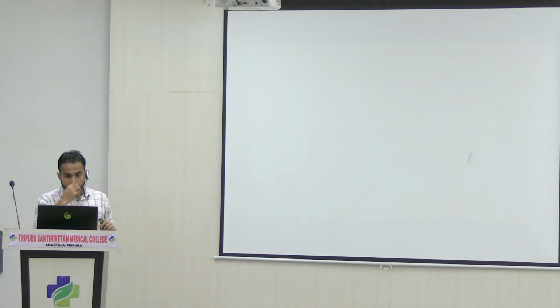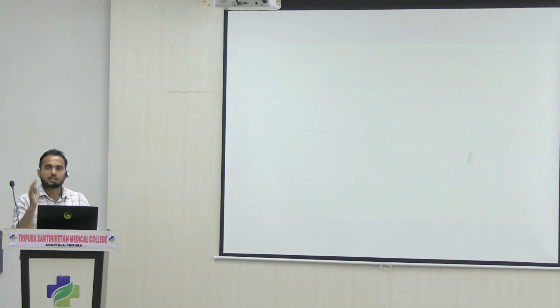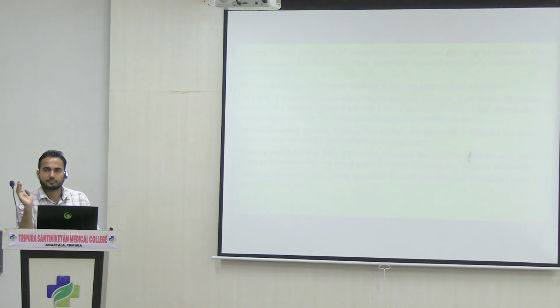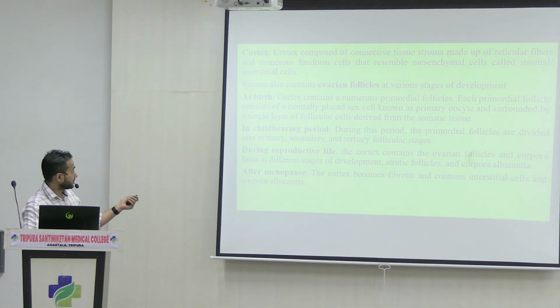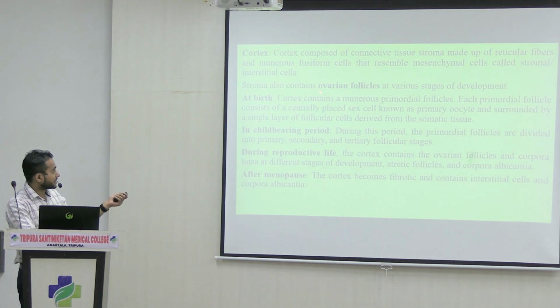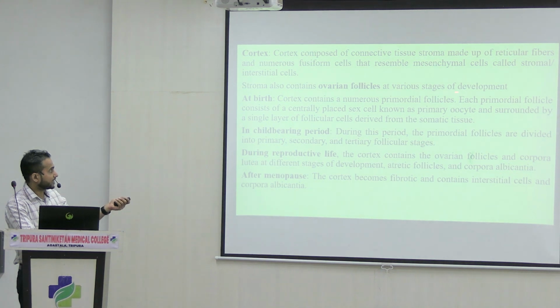Okay, so I hope you have studied oogenesis. I know you have studied oogenesis. So during oogenesis, you have seen various stages of development. So those cells are also present in the cortex of the ovary. Okay, so for that, we have to divide the ovary into different ages or different stages of life, so that we can understand at which stage what different types of cells are present. Okay, for example, as I said, the stroma mainly contains ovarian follicles at various stages of development.